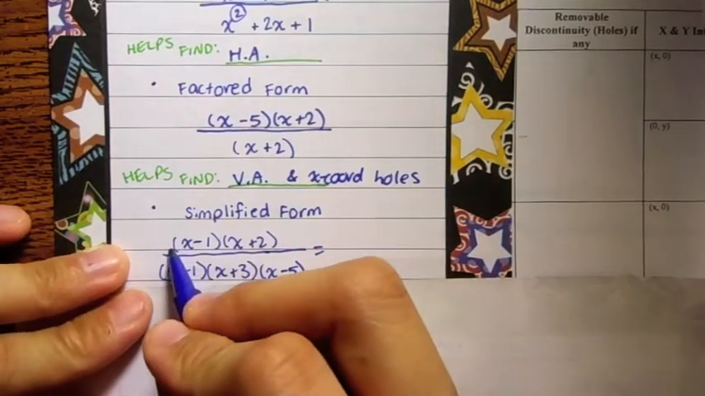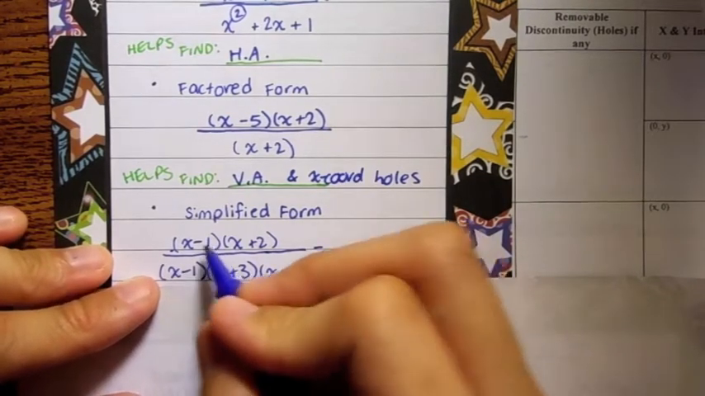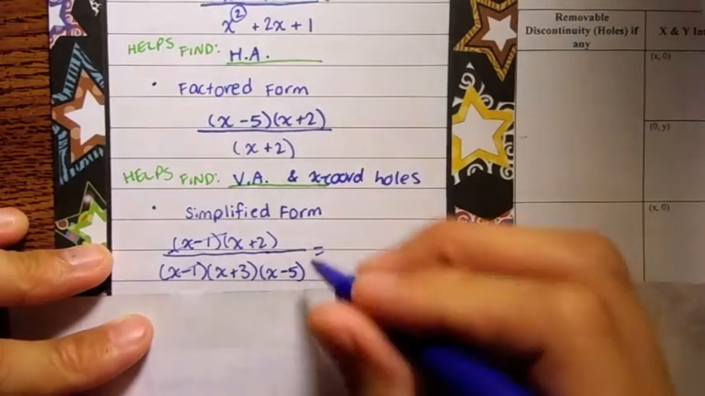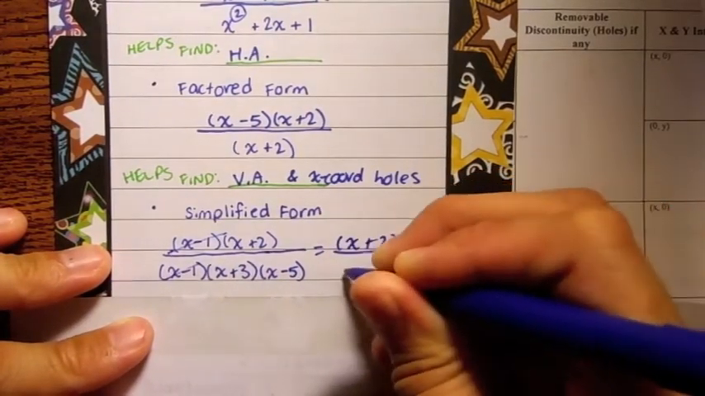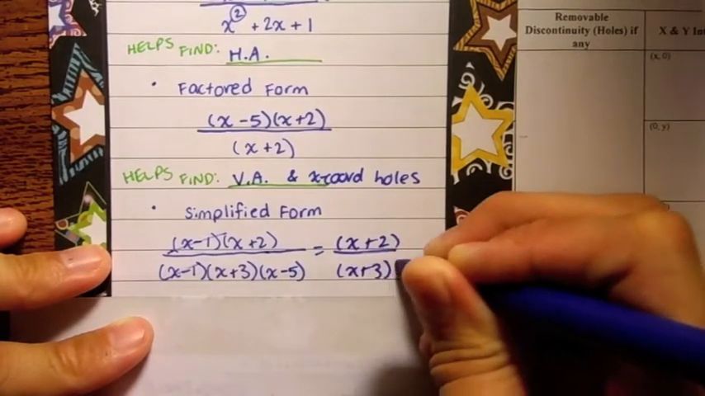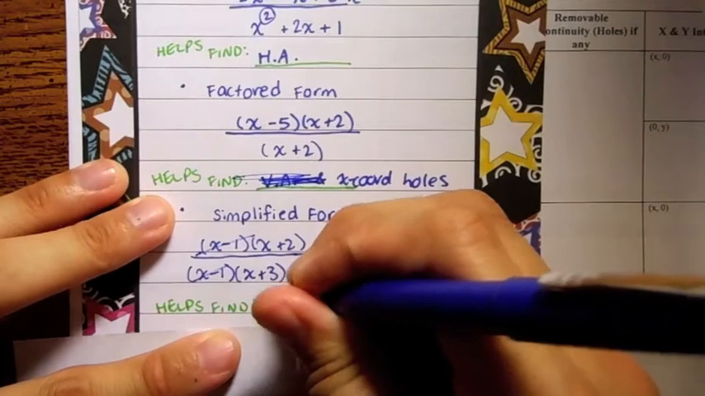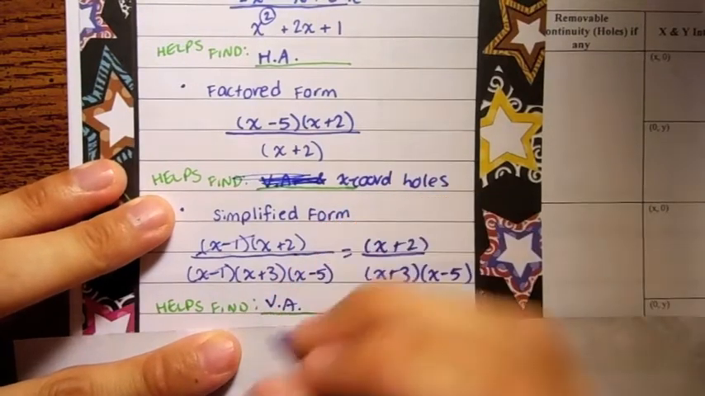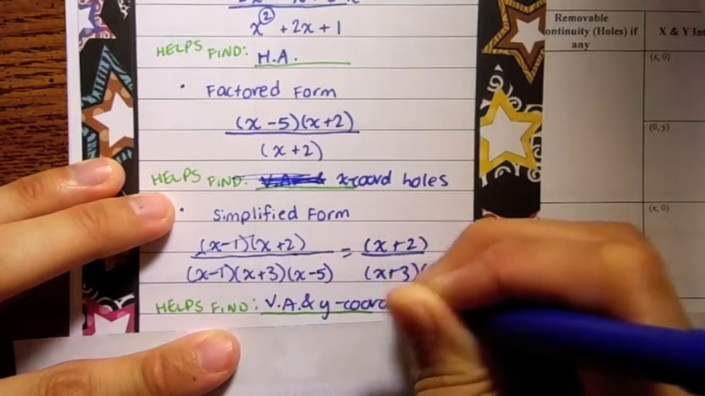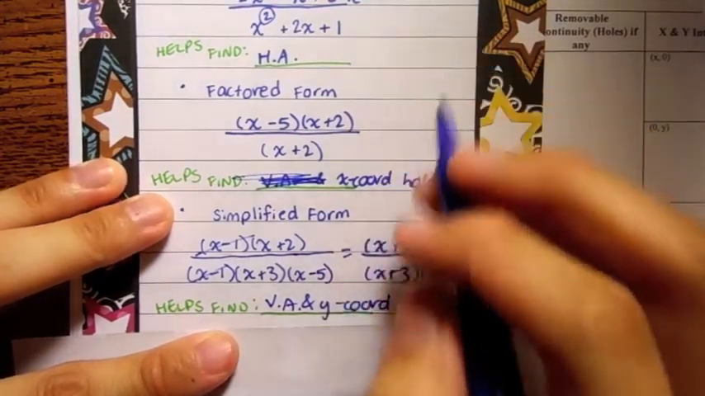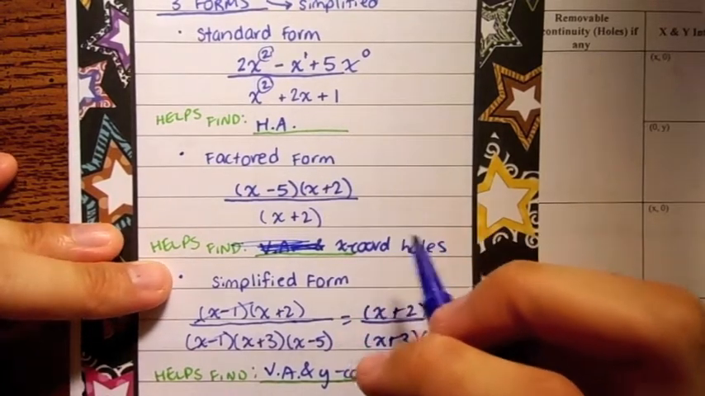I can cross out something. Here I have x minus 1 and x minus 1. These can cancel out, and my simplified form would be x plus 2 over x plus 3 times x minus 5. It helps you to find the vertical asymptote and the y-coordinates of the holes. And all these three forms, as you can see, give us some bit of information about these discontinuities.